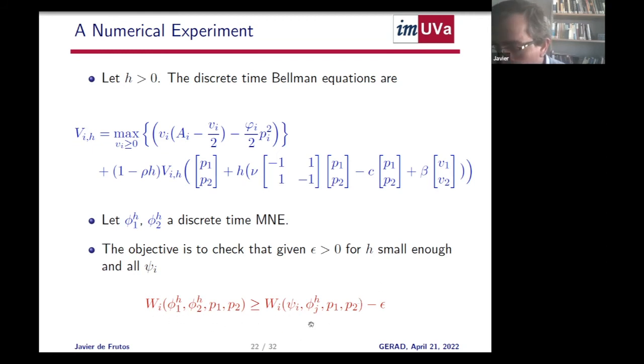This is what the theorem tells us, and what we want to check is how small we have to take h in order to have what the theorem tells us. Well, the problem here is how you can check an inequality that involves an infinite number of strategies, an infinite number of choices.